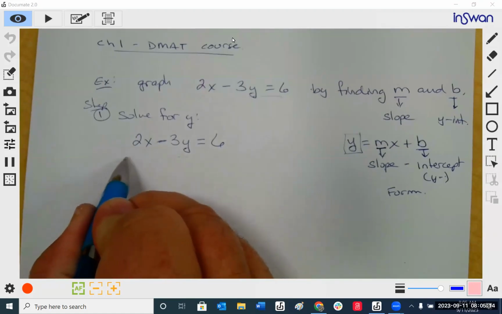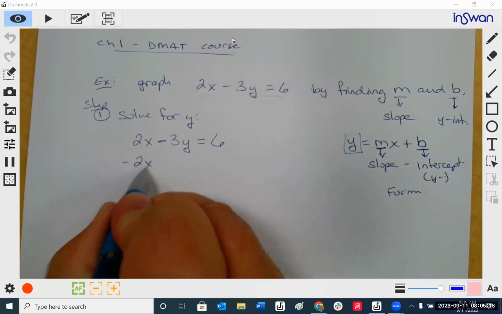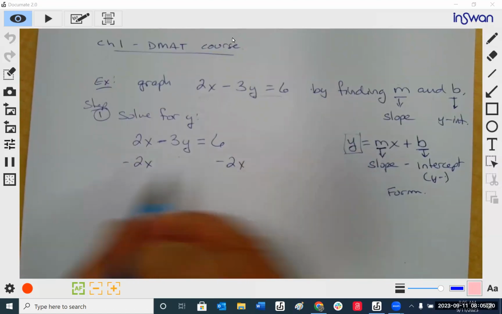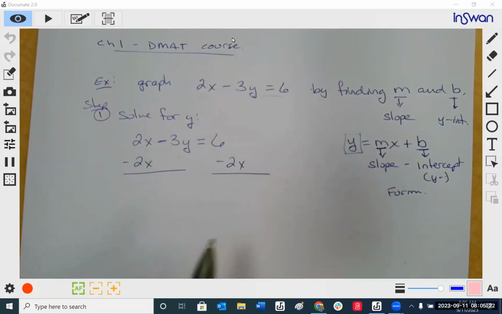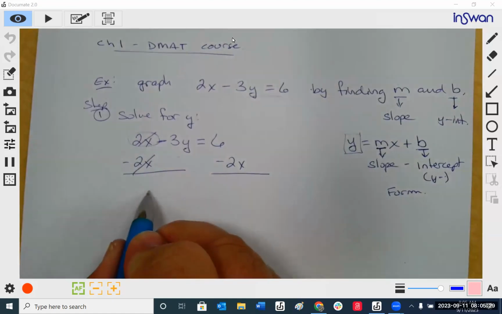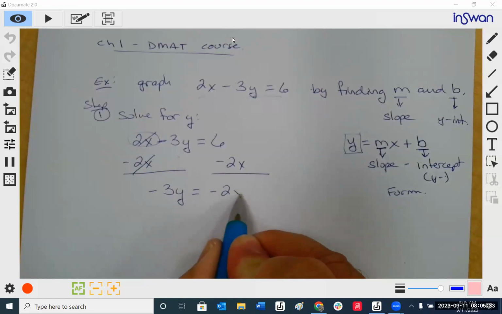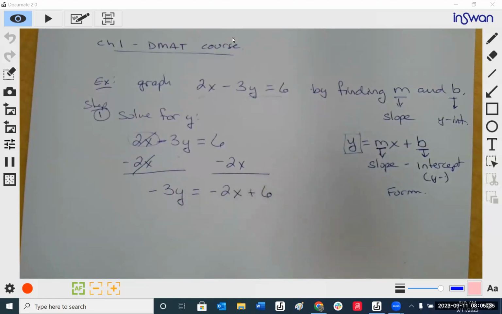So you said, let's move the 2. How do we move the 2 over? Subtract 2x from both sides, because we have to get rid of that 2x. 2x minus 2x cancels out. Equals minus 2x plus 6.